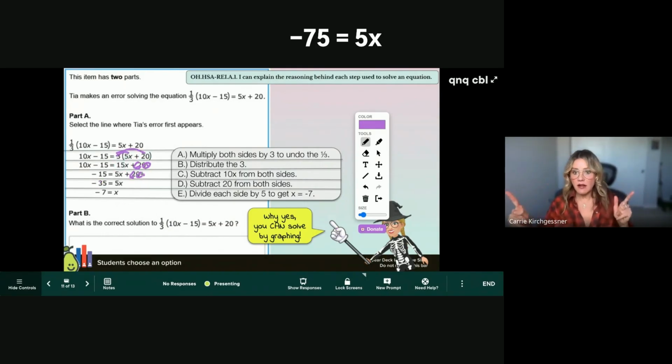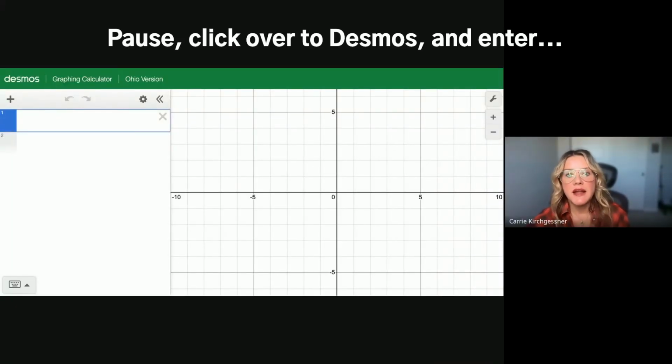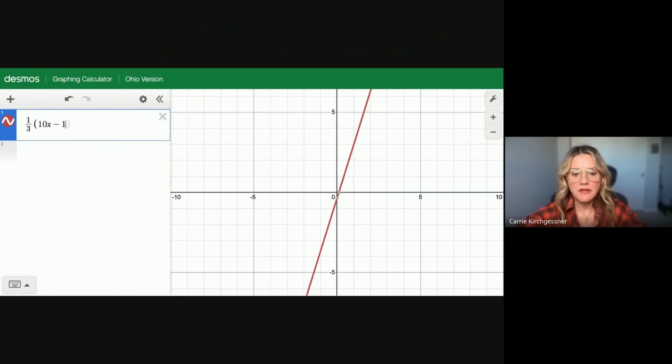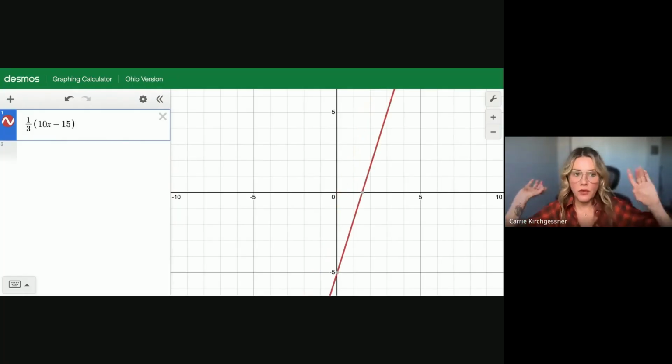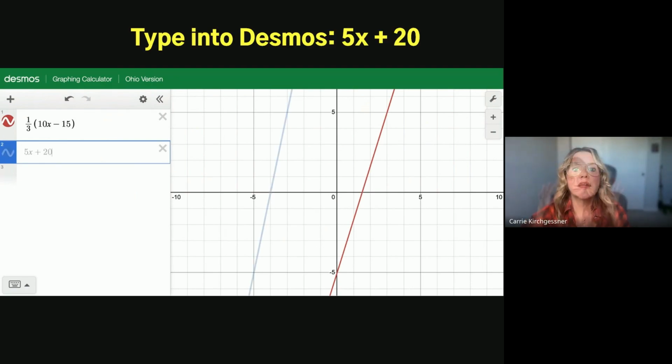Why, yes, we can solve this by graphing. So we are going to take those two sides of the equation and we're going to put them both into Desmos. So 1/3 of 10x minus 15, times 10x minus 15. And then we're going to put that for 1. And then we hit enter, and we're going to put the other side of the equation in there.